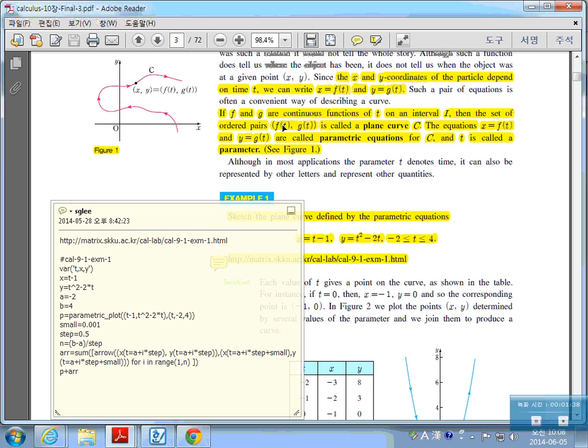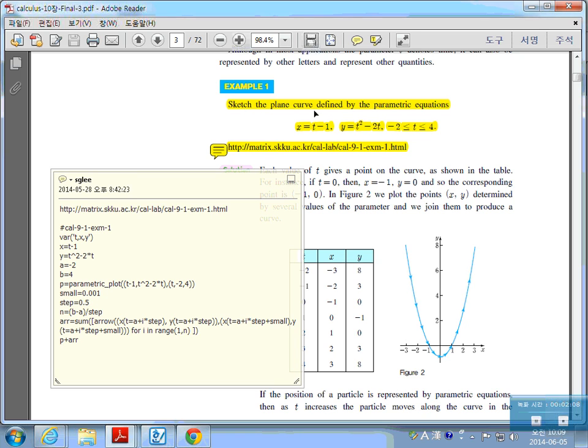So if f and g are continuous functions of t on an interval, then the set of ordered pairs f of t and g of t is called a plane curve C. The equations x equals f of t and y equals g of t are called parametric equations for the curve C. And t is called a parameter, as you see in this figure 1.